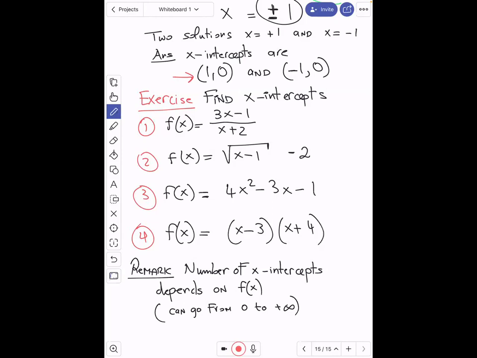Just to remind you guys, Wednesday we're supposed to meet in person. The plan on Wednesday would be, after the x-intercept, to find the y-intercept, which is the intersection with the y-axis. Then I'm going to come back to the range and see how to find the range using equations. Then we are almost done with this section, and then we can move to the next one.